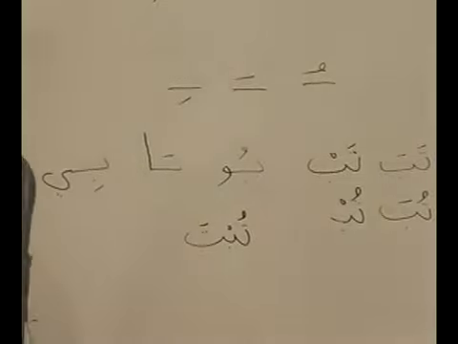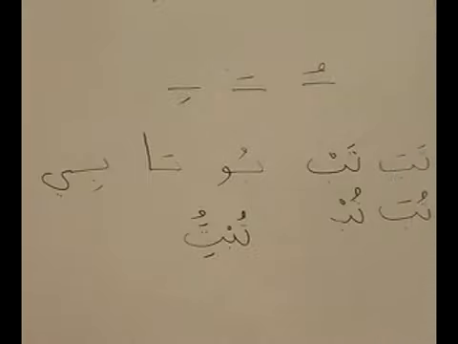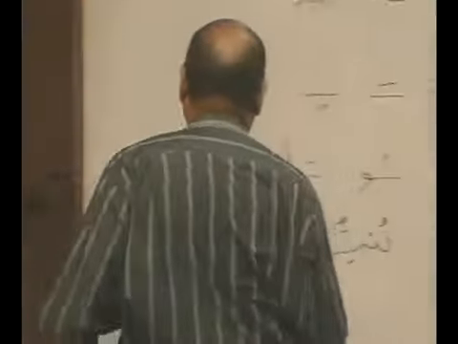So ba has a sukoon. It means it has no vowel sign. Sukoon means there is no vowel sign on the letter. Is it clear, inshallah? Try and remember this, brothers. Okay, now we come to another part of the handout, brothers and sisters.